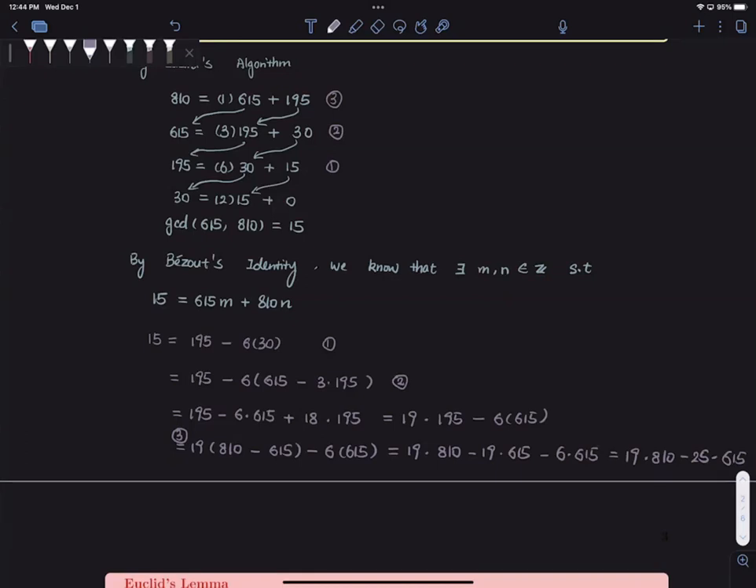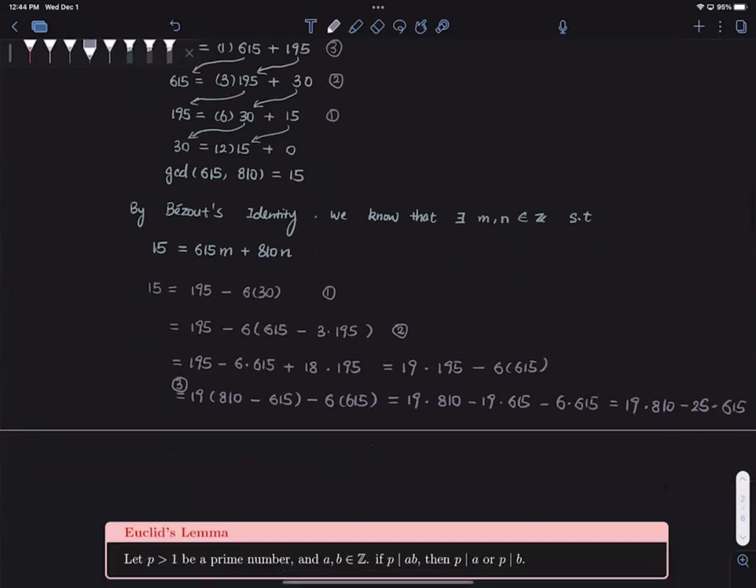So x is negative. So back to here. So x is negative 25 and y is 19. Substitute to the next line, I mean here to here. I opened the bracket. That's all I did.